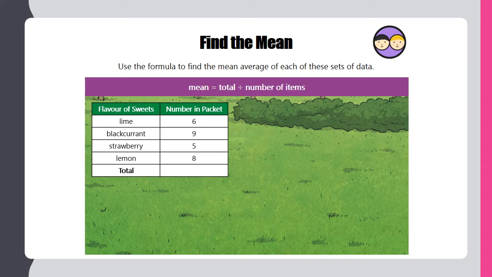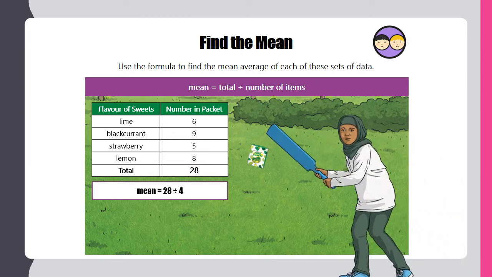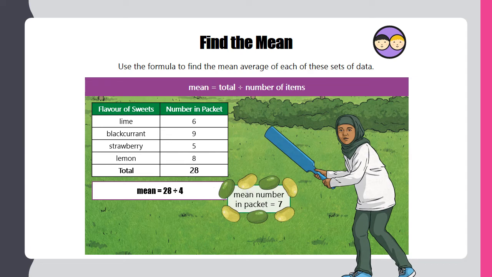Brilliant. Now let's find the answer. So the total was 28. 6 plus 9 is 15. 15 plus 5 is 20. And 20 plus 8 is 28. We know we added together 4 numbers there. So we take our 28 and we divide it by 4. 28 divided by 4 gives us 7. So the mean average in a packet is 7.